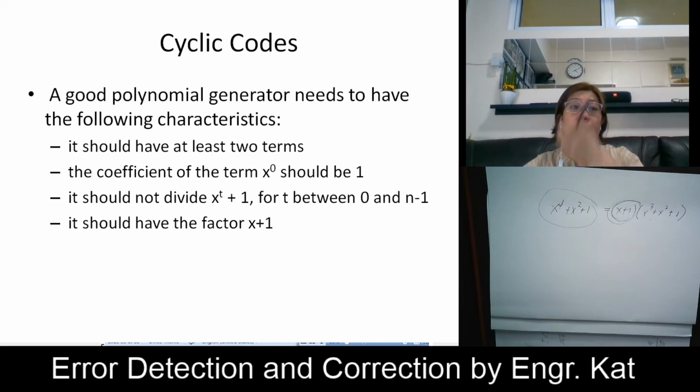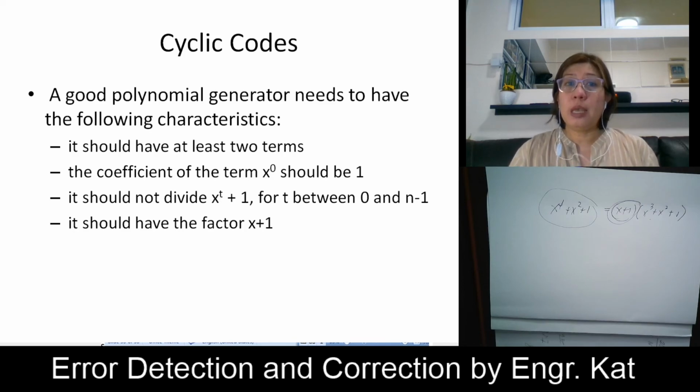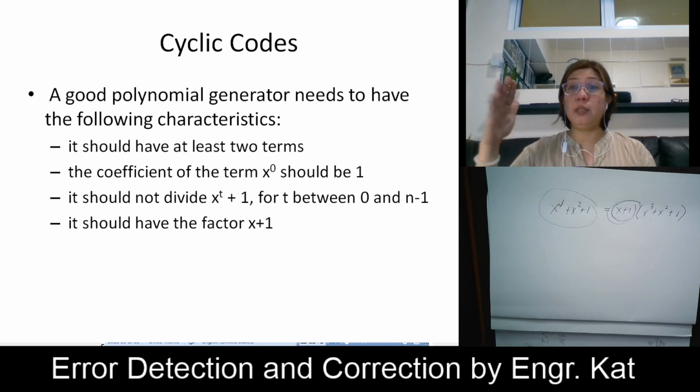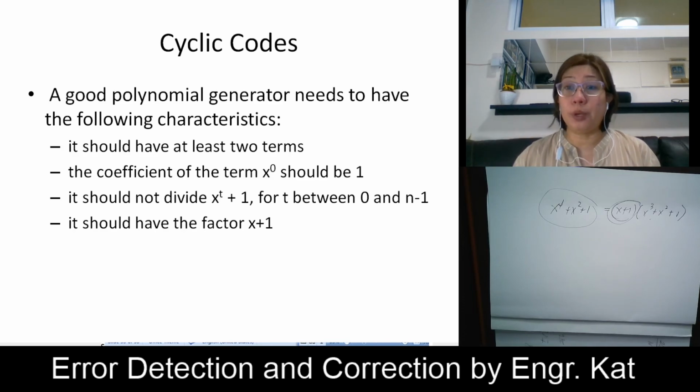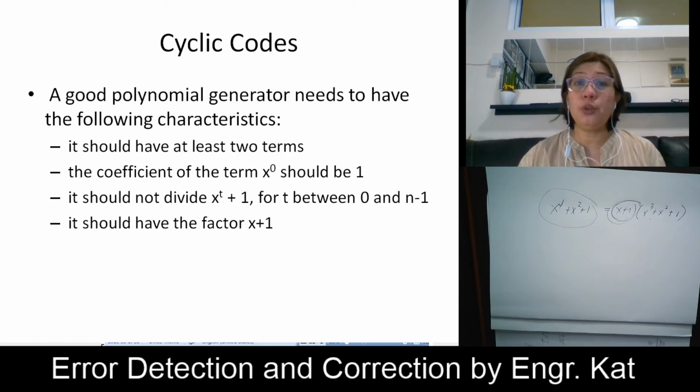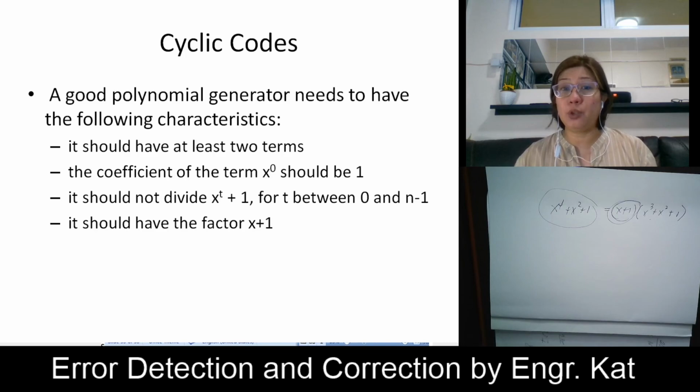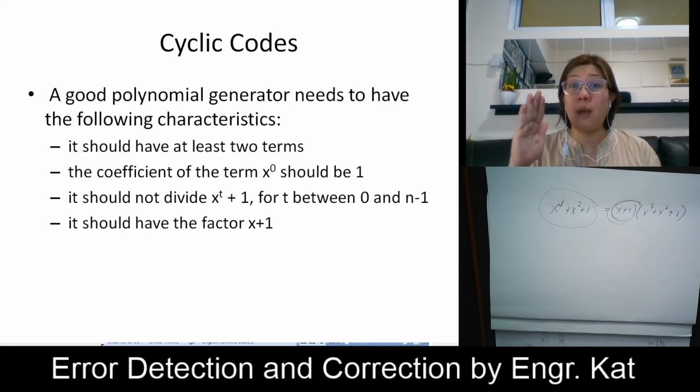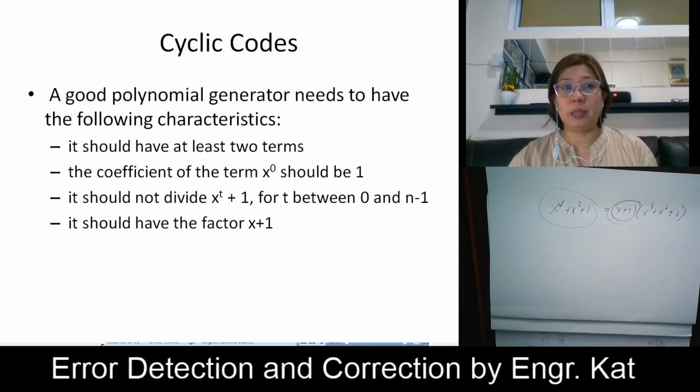To summarize this class, a good polynomial generator needs to have the following characteristics. A while ago we said that a polynomial generator is already predefined and agreed upon. So how do you choose a good polynomial generator? It must have the following characteristics. It should have at least two terms. The coefficient of the term x raised to 0 should be 1. It should not divide x^t plus 1, wherein t is between 0 and n minus 1, and it should have a factor of x plus 1. If our generator has these characteristics, then the previous errors that we have discussed will be detected. Any type of errors pertaining to them will be detected.